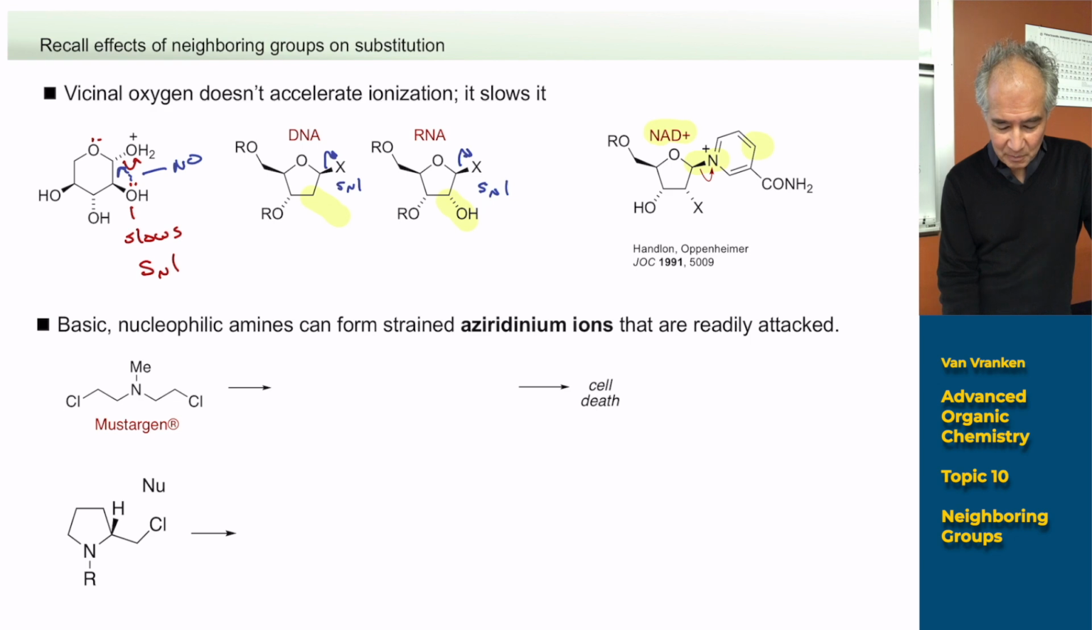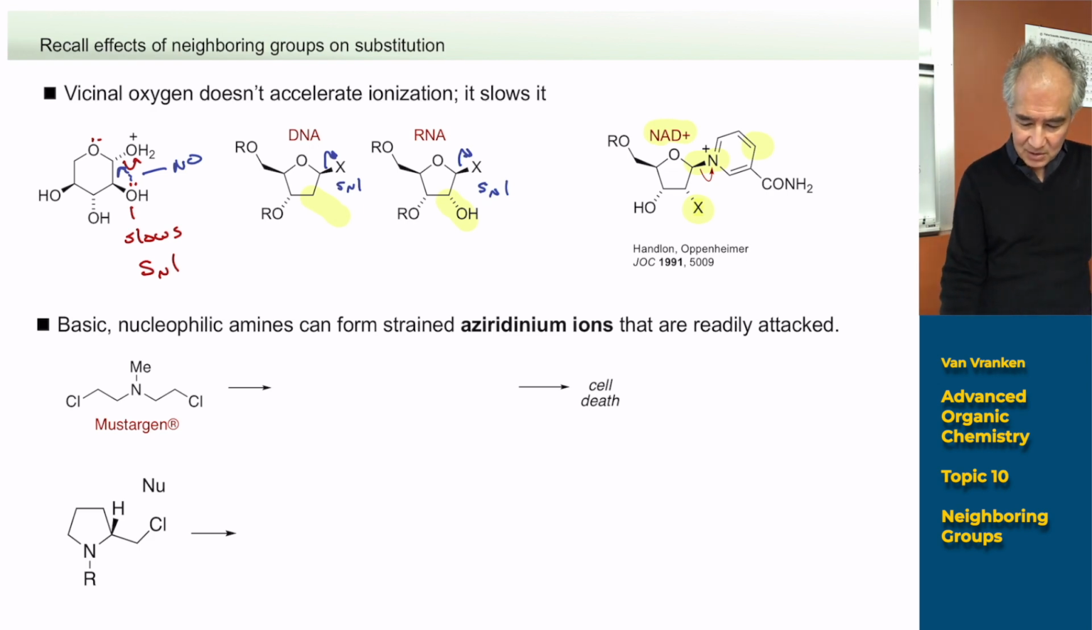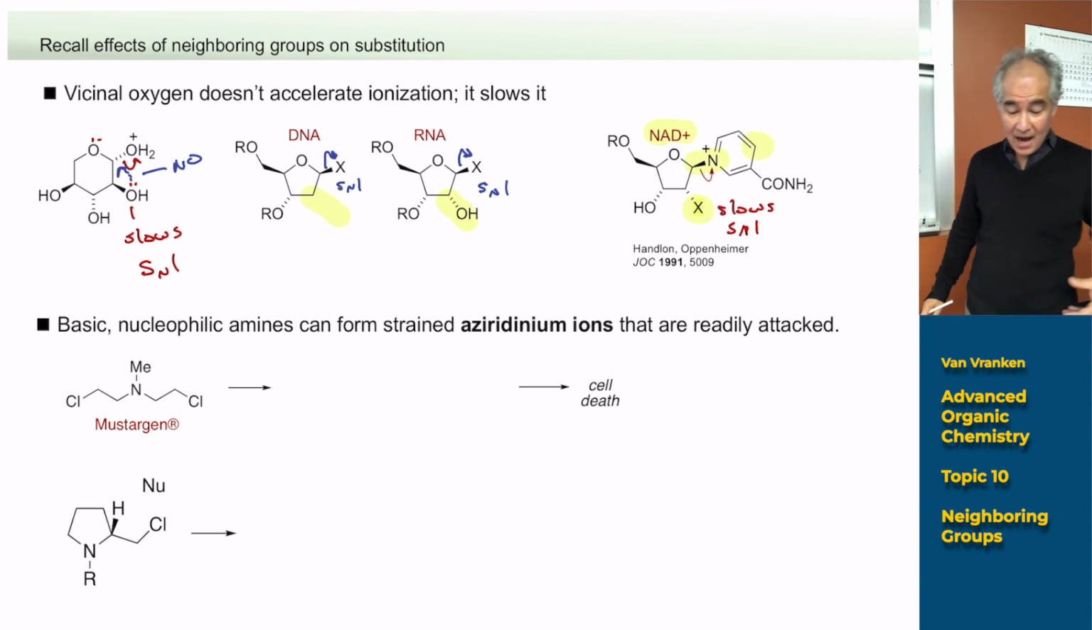But if you have an OH group here, like you do in NADH and NAD, that OH group slows down the rate of that ionization of NAD+. So electronegative groups slow that down. If X is equal to some electronegative group like hydroxyl, it'll slow down the SN1 ionization. So oxygen slows down the formation of carbenium ions next door, in substitutions via SN1 type mechanisms.